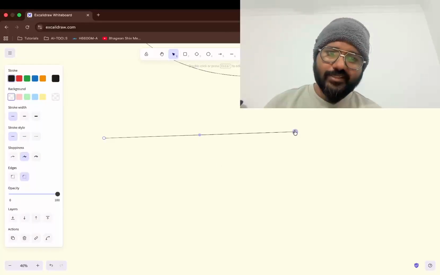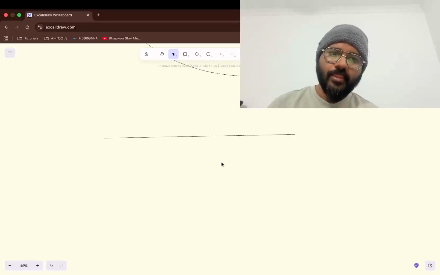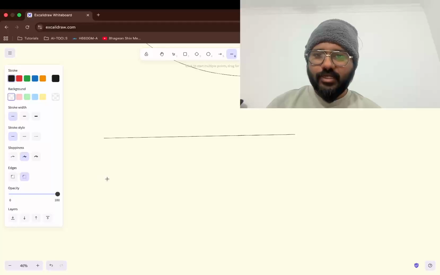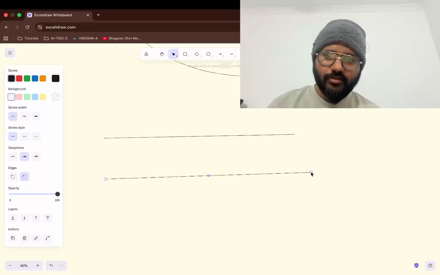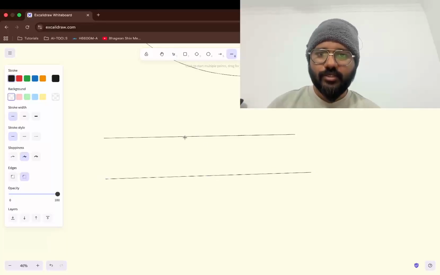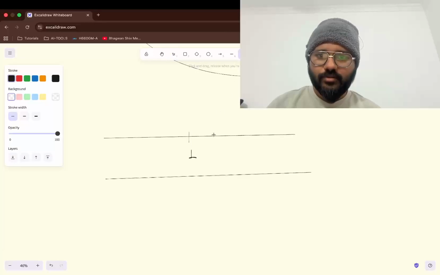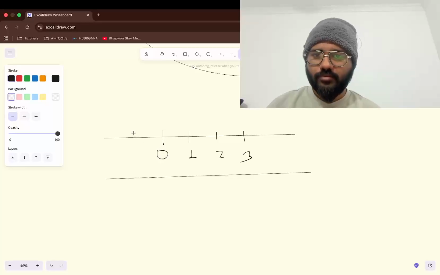This number line is there, right? Now think of another number line similar to this. Let's just start with this number line only. We have 1, we have 2, we have 3, we have 0, -1, -2, like that.